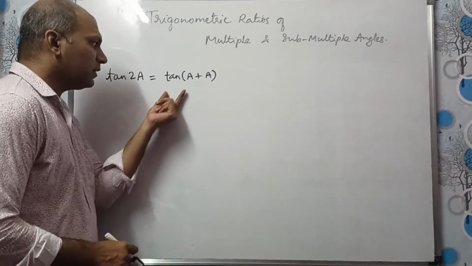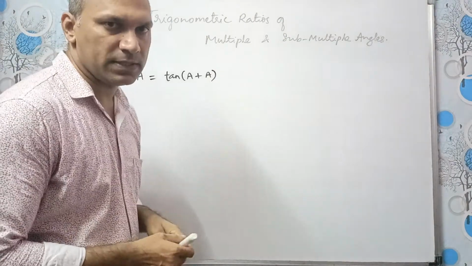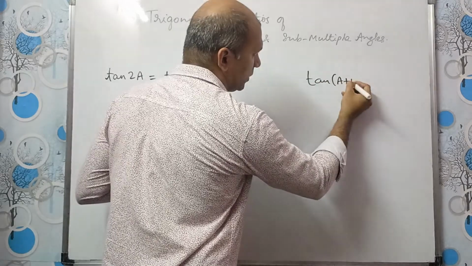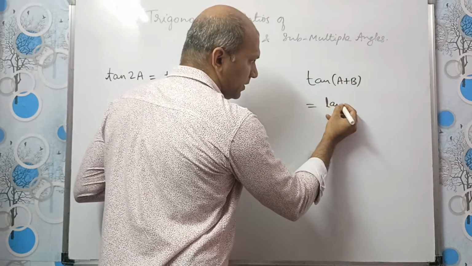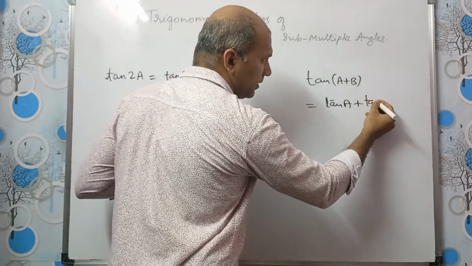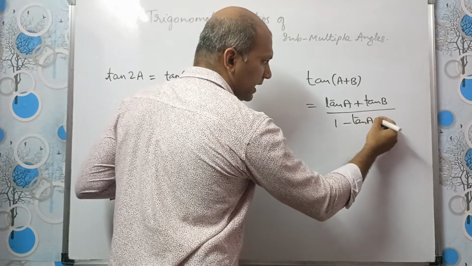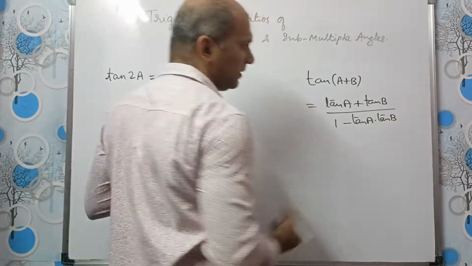Okay. Now tan 2A. See, tan 2A, we can write it as tan(A plus A), right? And we know what the tan(A plus B) formula is. What is tan(A plus B)? It is equal to (tan A plus tan B) divided by (1 minus tan A multiplied by tan B).